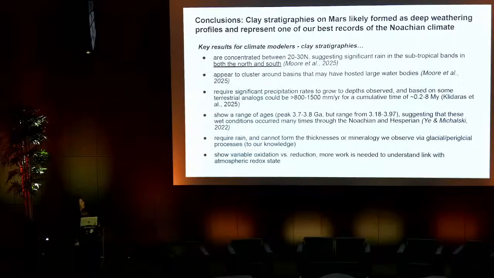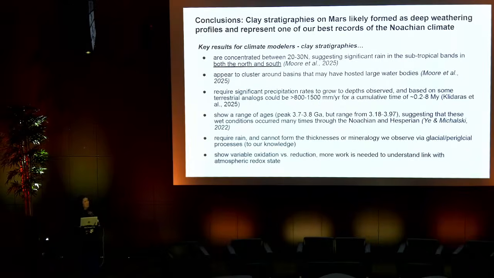And then to end it off, I wanted to summarize our results for the climate modelers, which is a big chunk of the audience, so you can start thinking about how some of these observations might impact your models. We see a strong latitudinal control on clay stratigraphies, as well as some relationship with large basins. Based on Earth analogs, we think these require significant mean annual precipitation rates to form over an extended period of time. We see a range of ages, which suggests it wasn't just one event, it was many events over a long period of time.